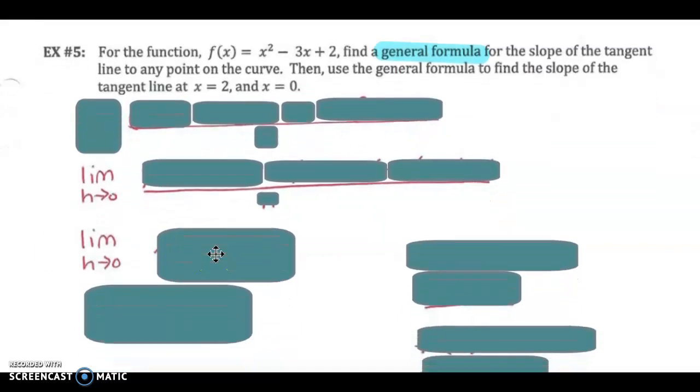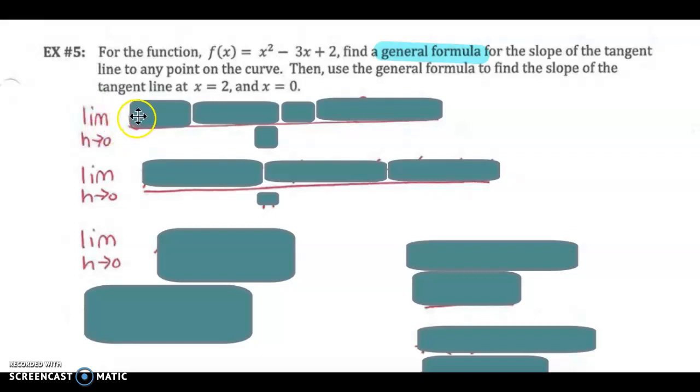So example 5, for the function f of x, find a general formula for the slope of the tangent line at any point on the curve. So it says at any point on the curve we're going to find a tangent line. And then once we find that tangent line, we're going to find the slope of it at x equals 2 and x equals 0. So we're going to use the one that has h in it because we don't have a specific point. We want to use whatever we get here for 2 different points.